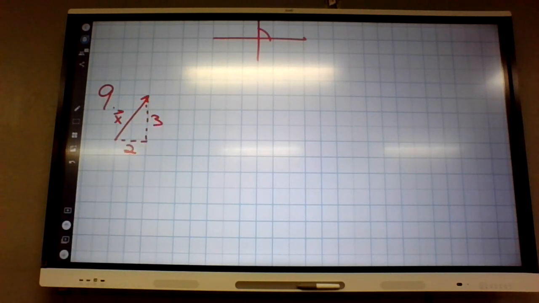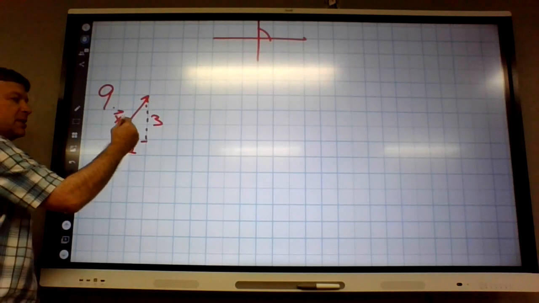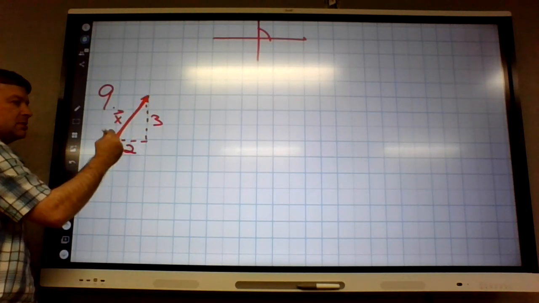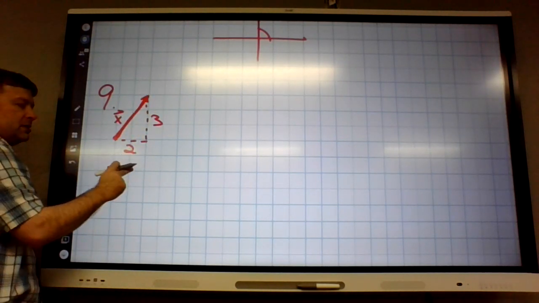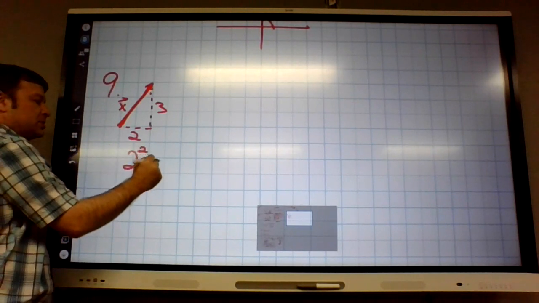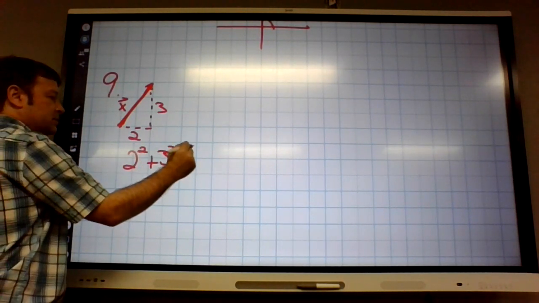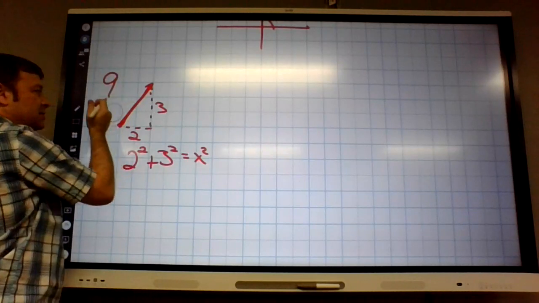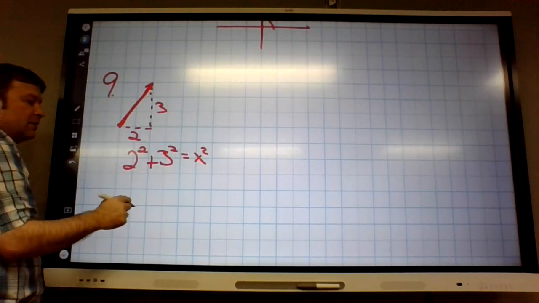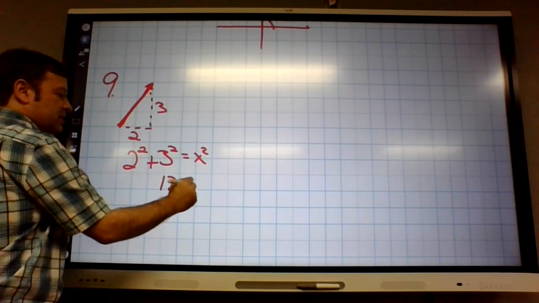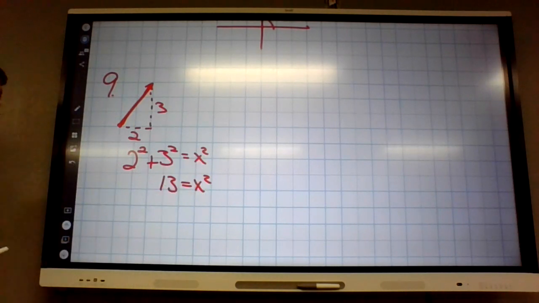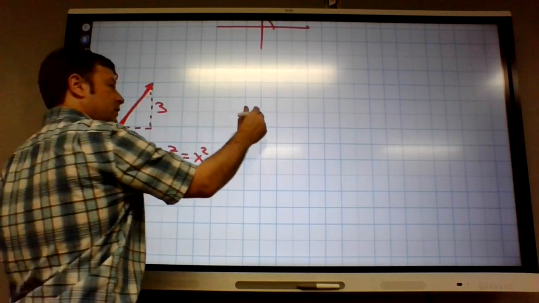So how do we find the magnitude? How long is this right here? Right. 2 squared plus 3 squared equals x squared. 4 plus 9 is 13. So you do the square root of that, you get square root of 13.